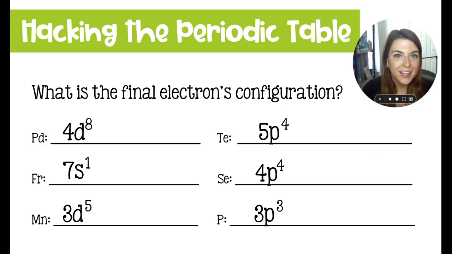Francium is in the S block, so there is no reason to do any type of shifting. It is in period 7, and it is the first in that section, so it is an S1.